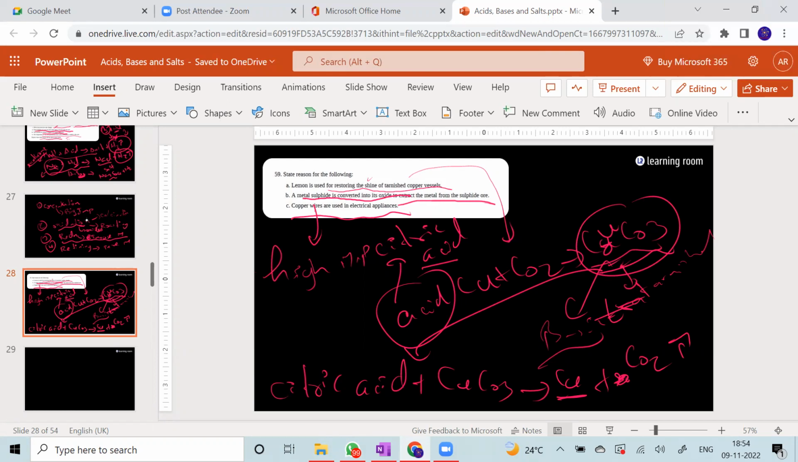Sir, even aluminum wires can be used in electrical appliances, right? They can be used, but again, copper is going to be a better conductor. And aluminum is a little cheaper, copper is only costly. But still, copper is going to be a better conductor than aluminum. Yes, sure, sure. Okay.